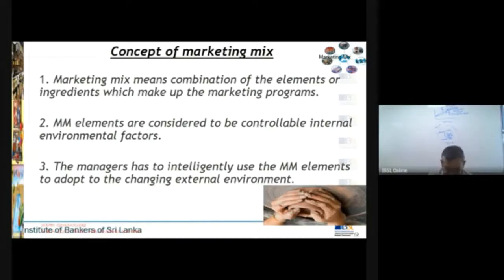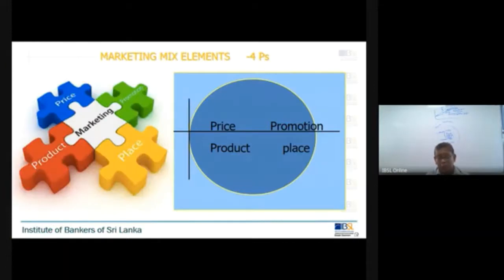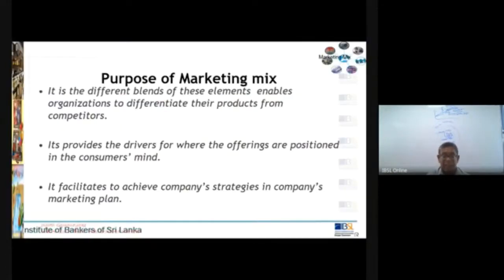Have you seen the preparation of certain clay pots or something? It's only in your hands that it will take shape. So marketing mix is also like that, right? The products or whatever program you shape up with your marketing mix. Next one. So these are the 7 P's I explained to you.